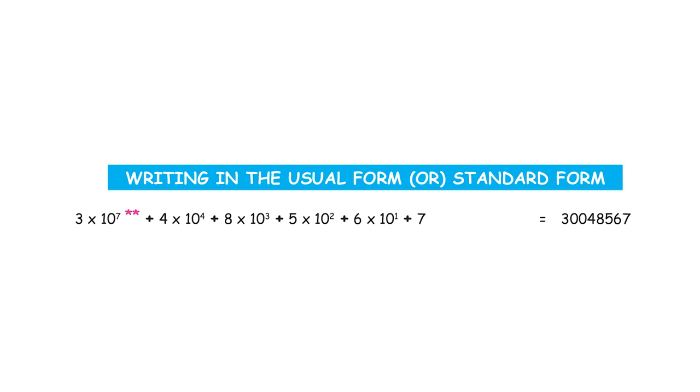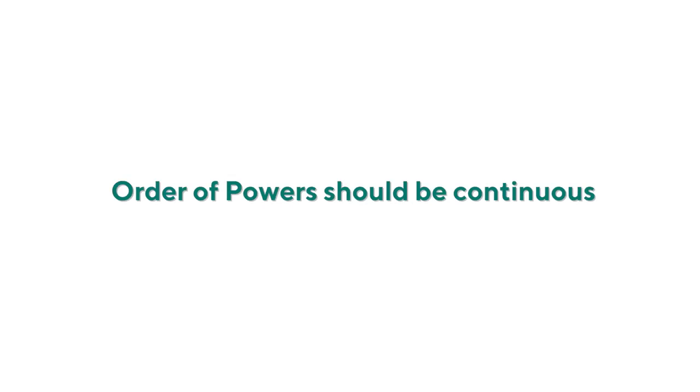Here is the expanded form. Have a look at it. You see, we have 3 into 10 to the power of 7 plus 4 into 10 to the power of 4 plus 8 into 10 to the power of 3 plus 5 into 10 to the power of 2 plus 6 into 10 to the power of 1 plus 7. The important thing to notice when we convert an expanded form into a short form or a standard form is this. We need to look at the order of powers. The order of powers should be continuous.